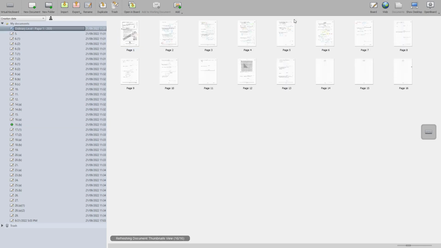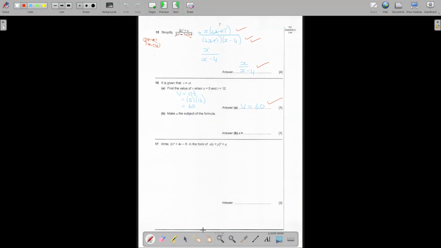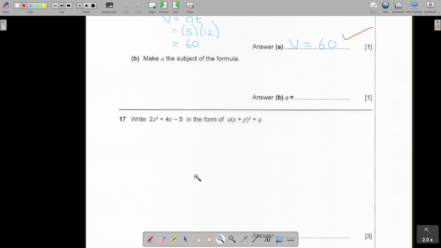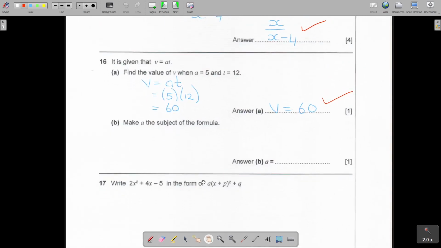So let's just go back to that one. In this case, I must just see that question also. There it is. As I said, it's actually testing if you know what changing the subject is. In this case, you're just going to divide by t, and you divide by t. And you will get a equals v over t. And I basically just swap the sides. So a equals v over t. So I put in v over t. And it's so simple. As I said, that's why it's only 1 mark.